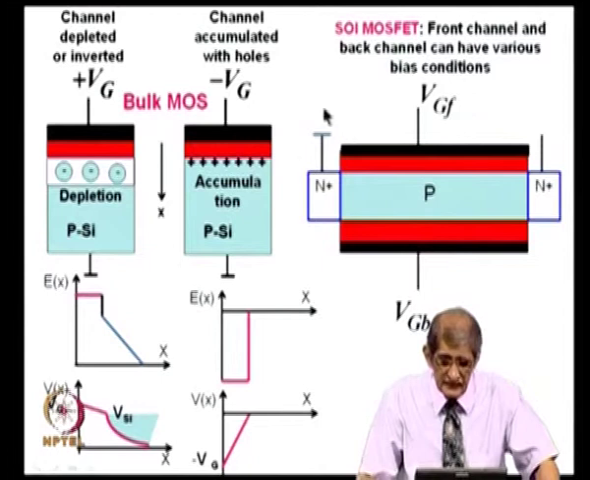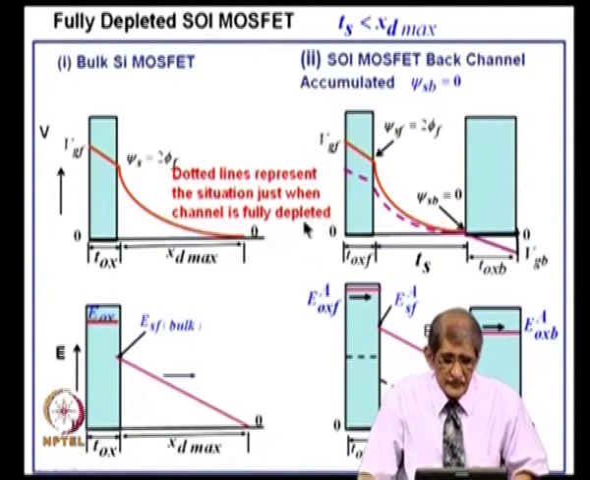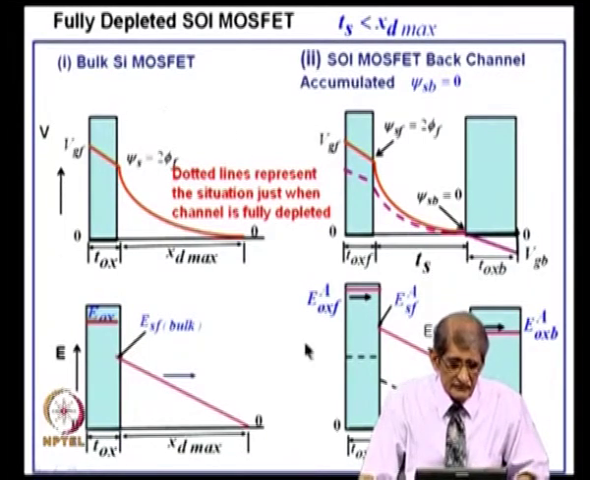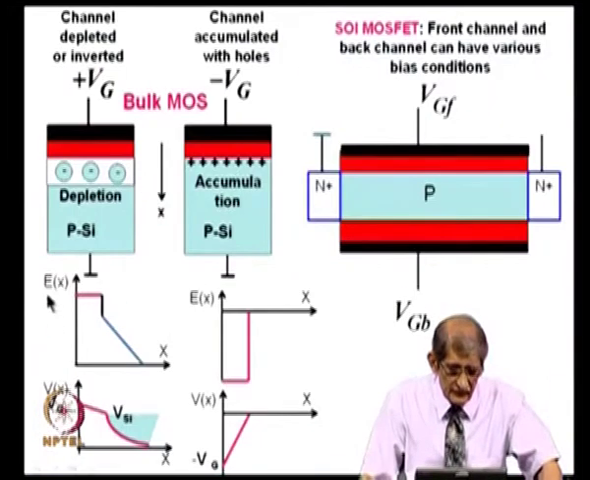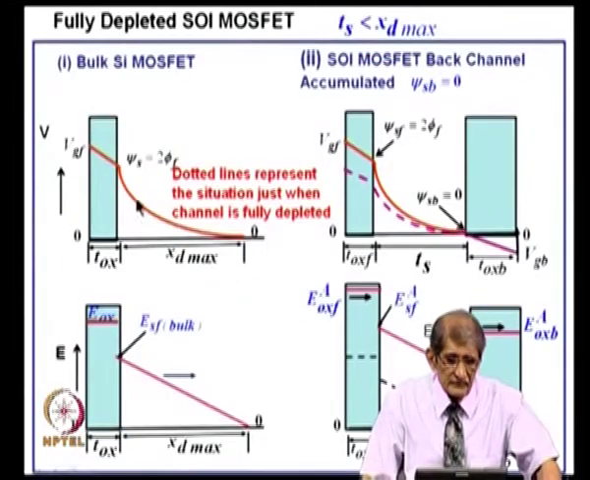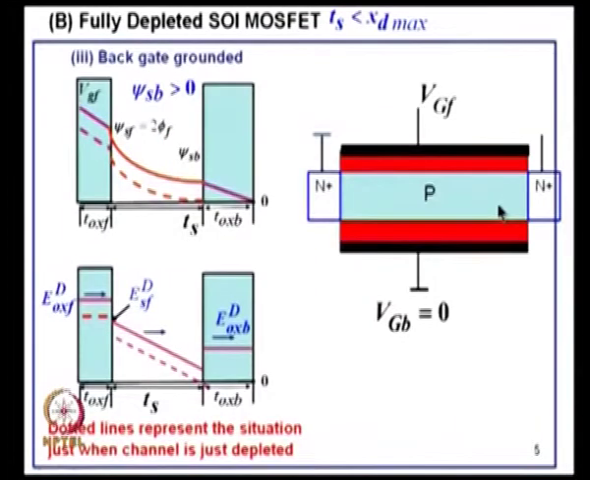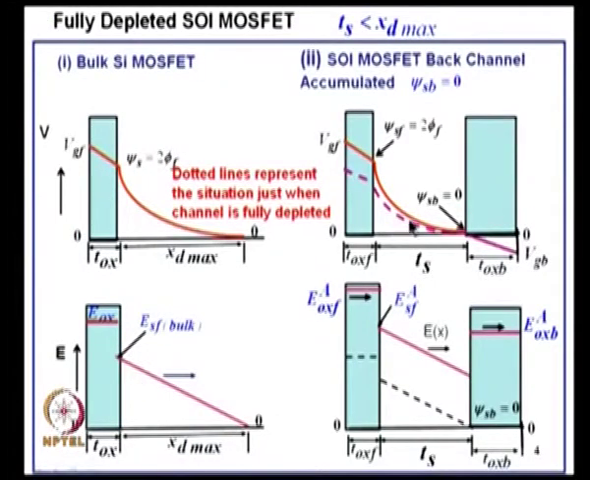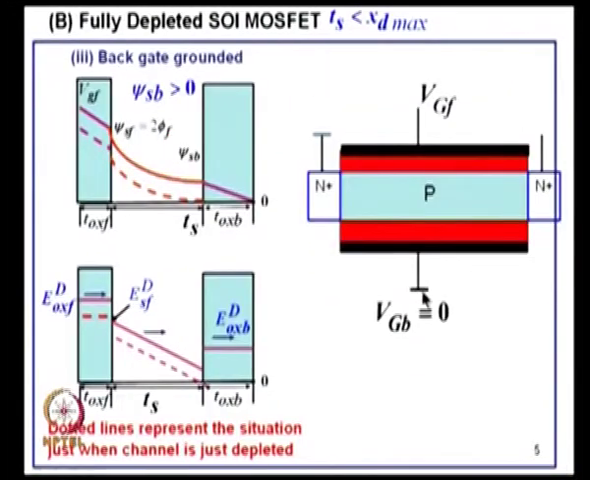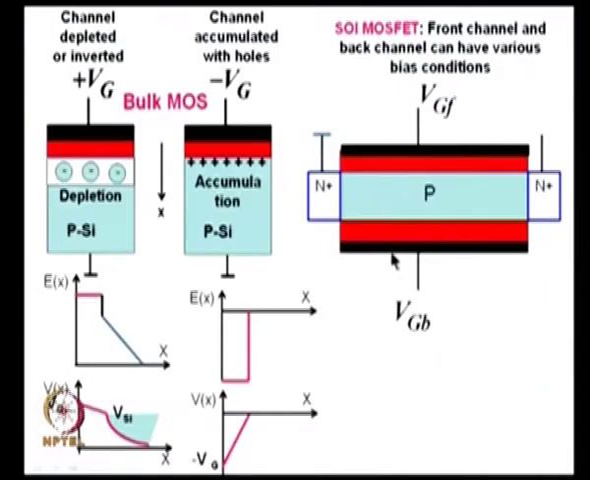This is the structure which I did not show in my previous lecture for the analysis. Whatever we discussed in the previous class, that diagram is redrawn here, that is the bulk MOSFET. Now, let us see the case where the back channel is accumulated. We discussed this yesterday. What you do is apply a negative voltage to the back gate. So, there will be plus charges here.